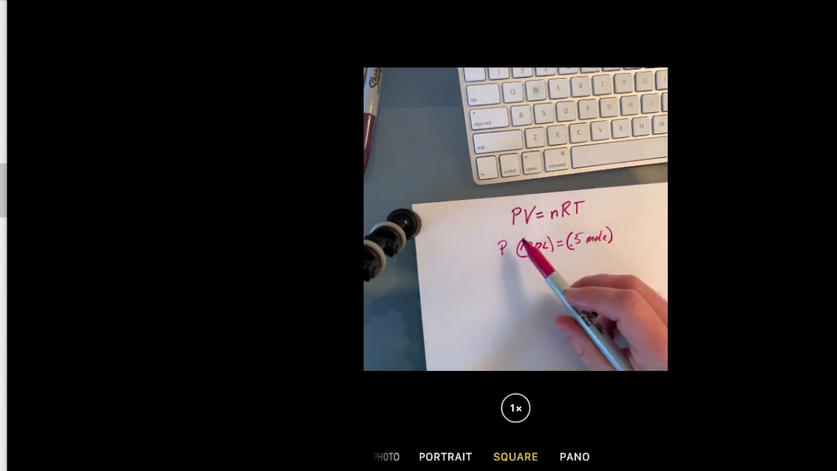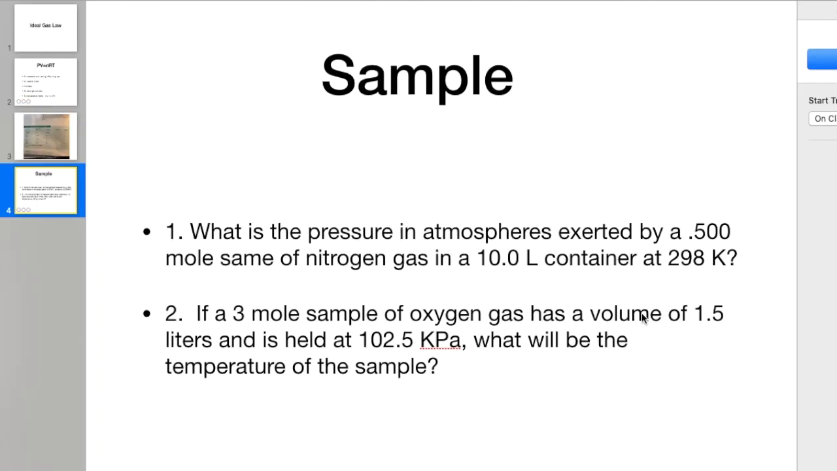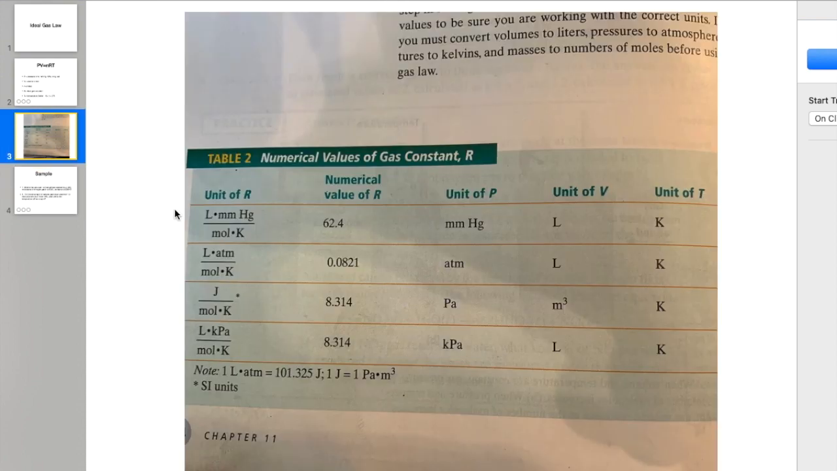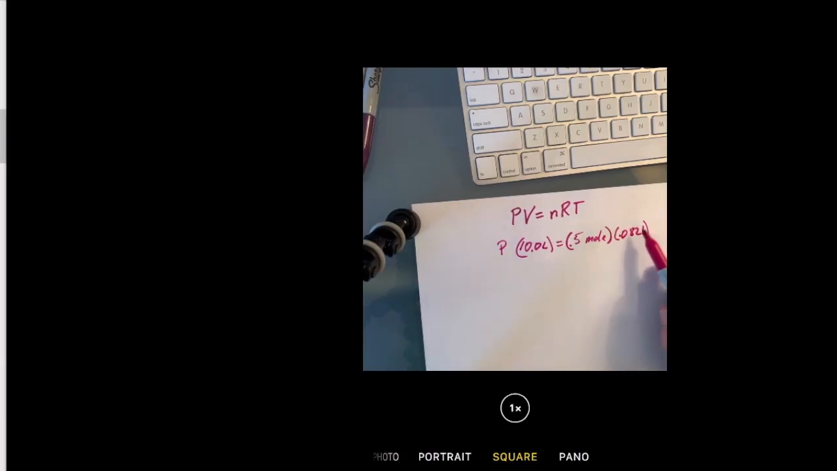Now, what is our pressure? Well, the question said, what is the pressure in atmospheres? Well, what is the R value for atmospheres? Here's the pressure value in atmospheres, ATM. So the R value is 0.0821. So as you can see, I've plugged in my R value. And then finally the T value, the temperature was 298 Kelvin.